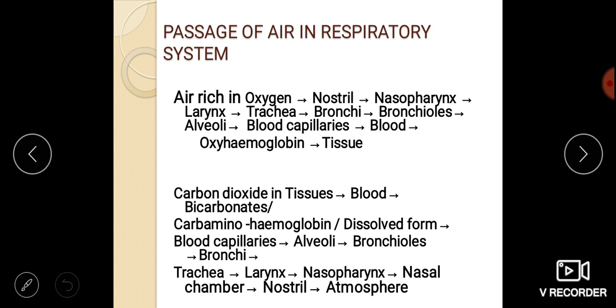Nostrils lead into the nasopharynx. From the nasopharynx, the air moves to our larynx. Larynx is a voice box which consists of the vocal cords. The larynx leads into the trachea, into bronchioles, then bronchioles into the alveoli, and alveoli consist of blood capillaries. Through the blood capillaries, the oxygen diffuses into the blood, and in the blood it converts into oxyhemoglobin by combining with the hemoglobin, and in this way it is transported to the tissues.